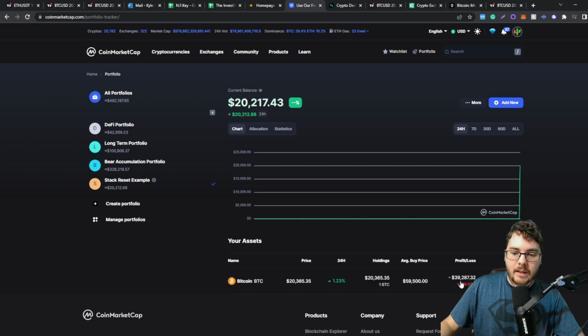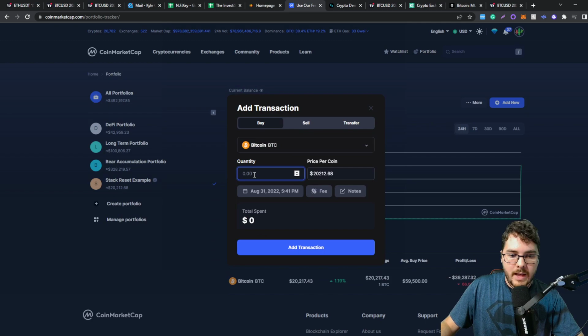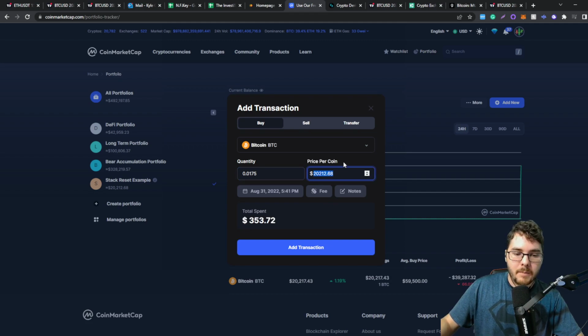And we can see that we're at a loss right now of 39,287. So we need to recuperate those losses. So if we were to add another transaction, you can click Add New here, or you can click on this plus button behind me. You can't really see it, I'm sorry. So just click on Add New up here, Bitcoin. And we're going to add the quantity that we just accumulated, 0.0175. And the price, you would actually put the cost of the transaction instead.